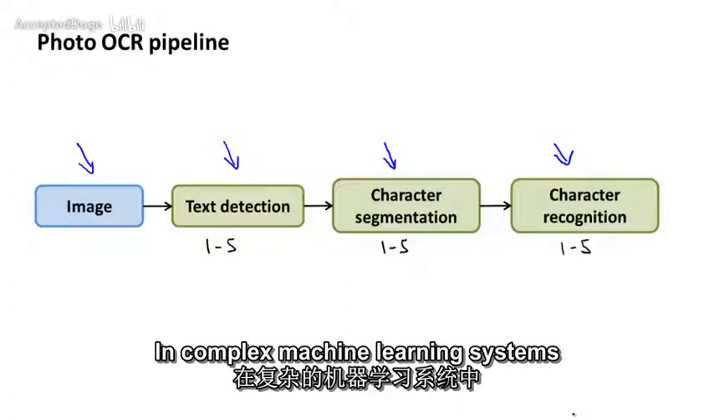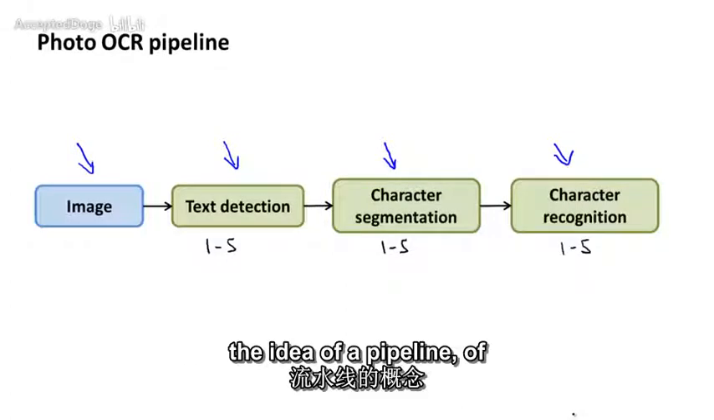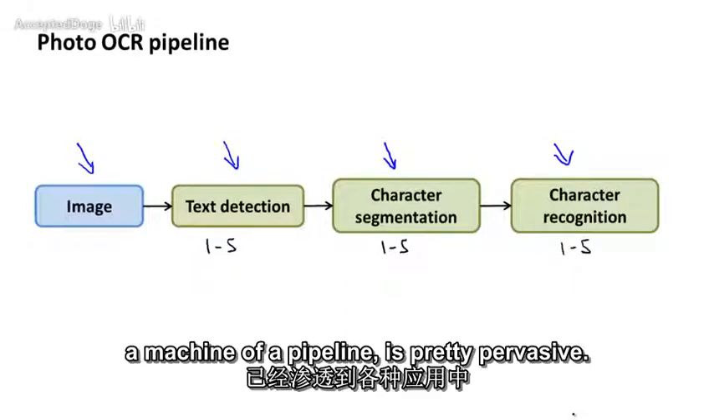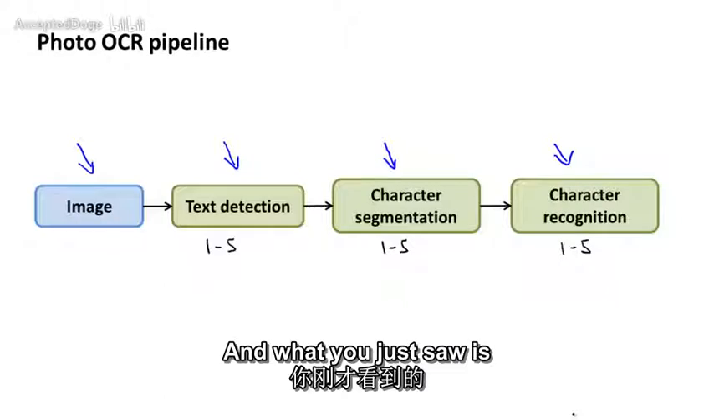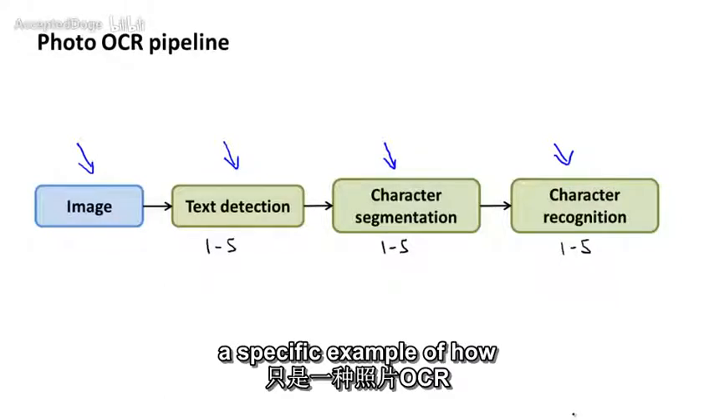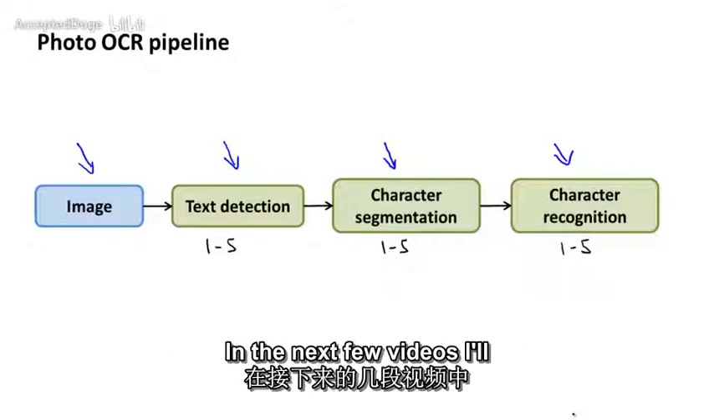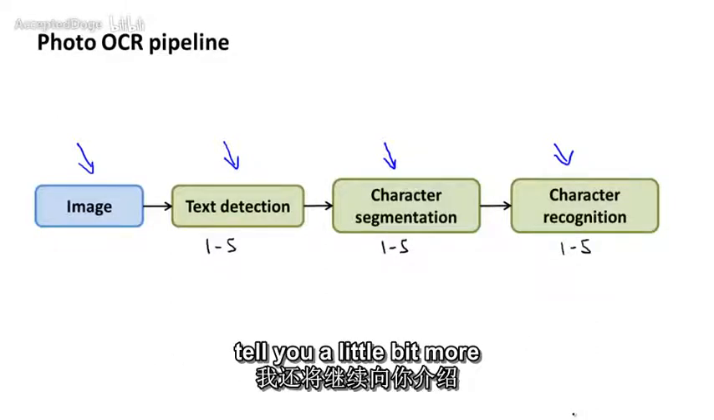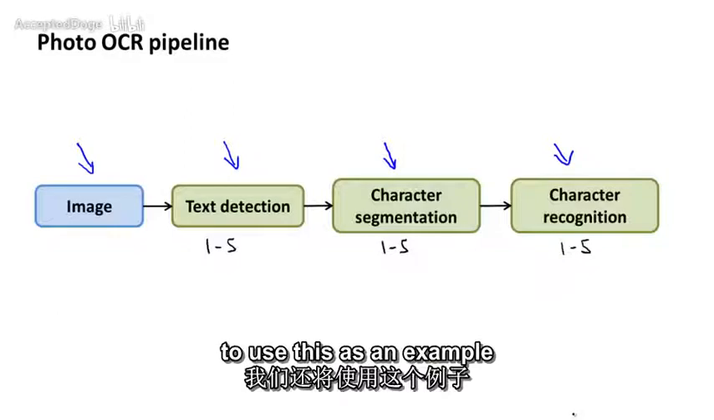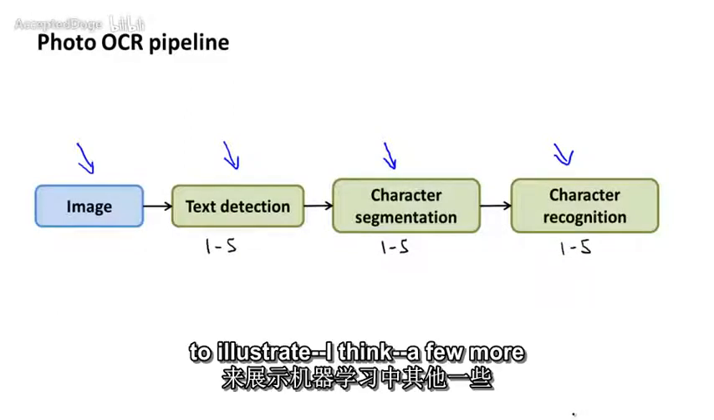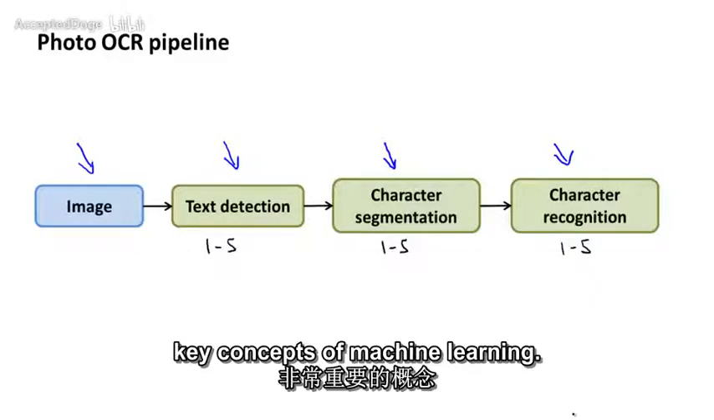In complex machine learning systems, the idea of a pipeline or of a machine learning pipeline is pretty pervasive. And what you just saw is a specific example of how a photo OCR pipeline might work. In the next few videos, I'll tell you a little bit more about this pipeline, and we'll continue to use this as an example to illustrate, I think, a few more key concepts of machine learning.